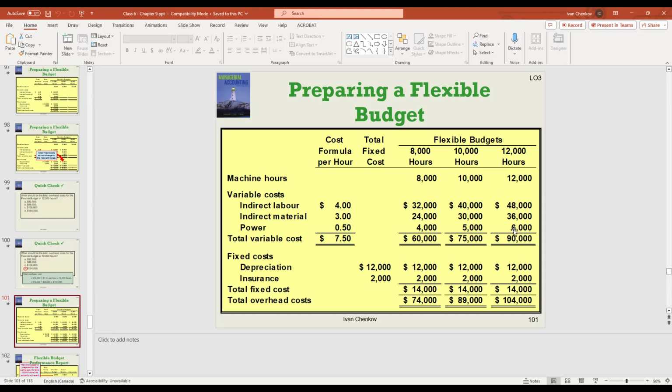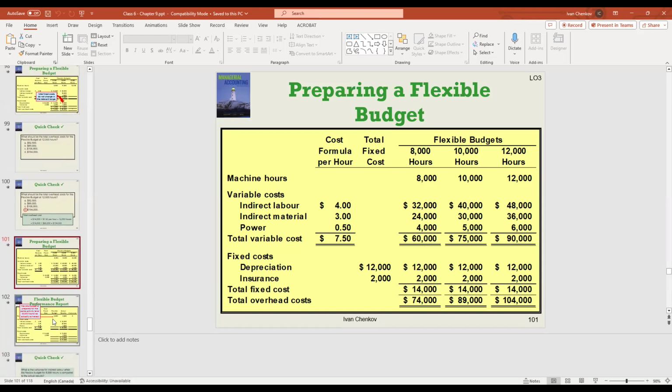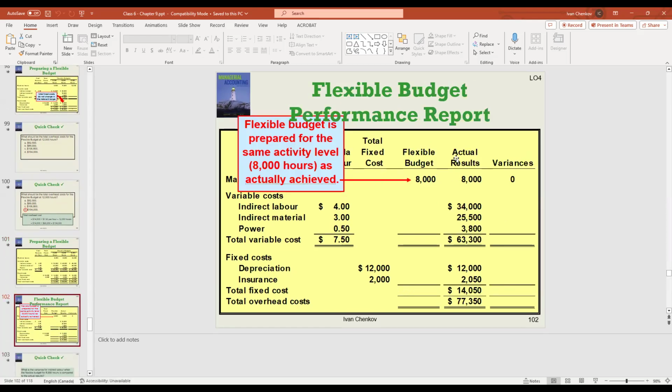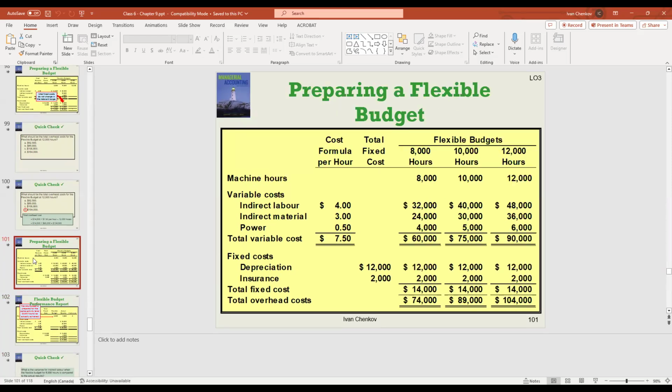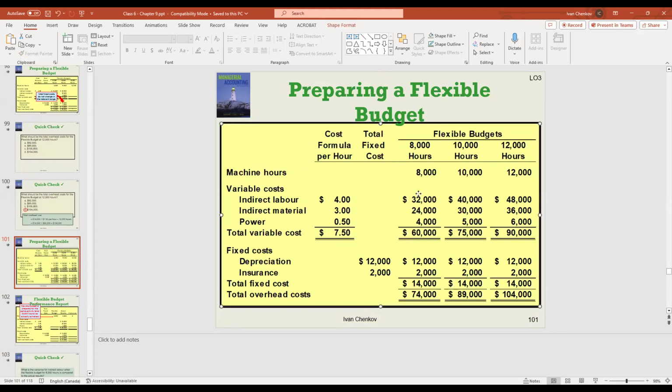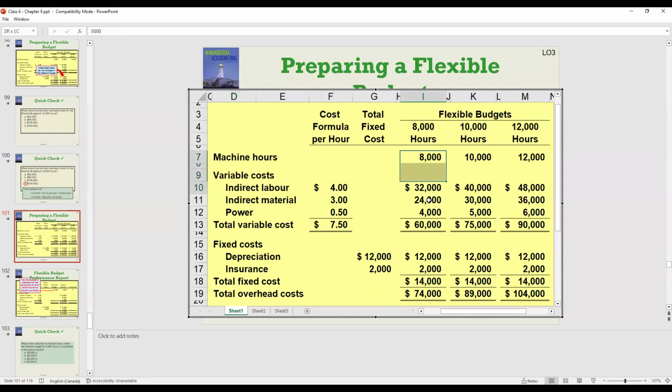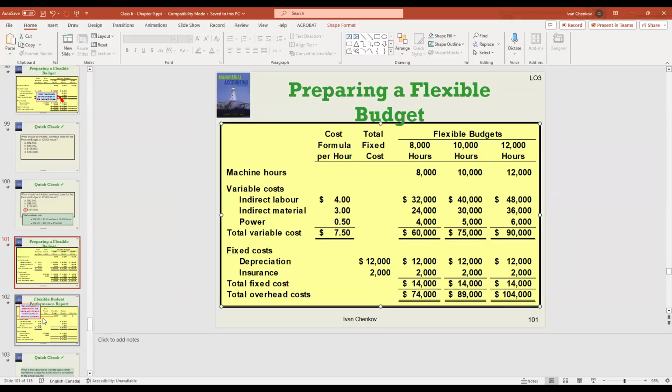Once we have those 3 flexible budgets, now we can ask, do we have a budget for our actual usage? And the answer is yes, we do. For actual results, you used the machine for 8,000 hours. Do we have our budget for 8,000 hours? Yes, we do. So now we can compare the static budget with the actual cost. Those are the numbers for our static budget. Now we can compare that static budget with the actual cost.